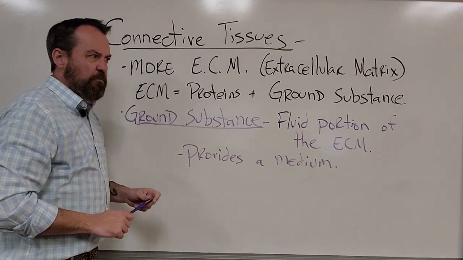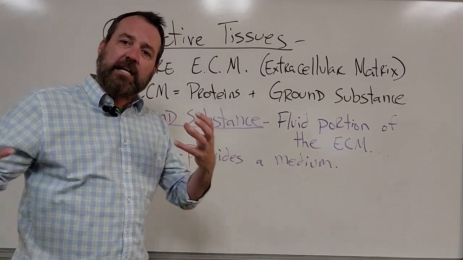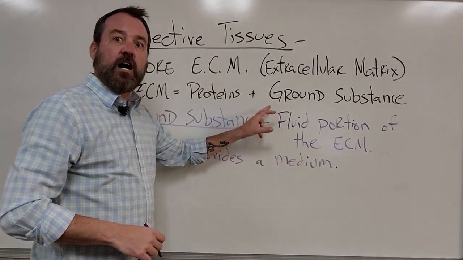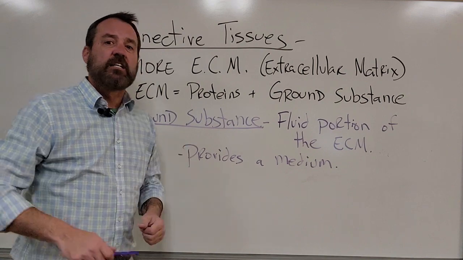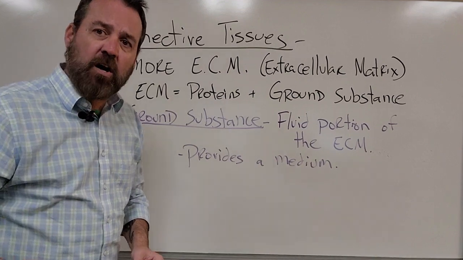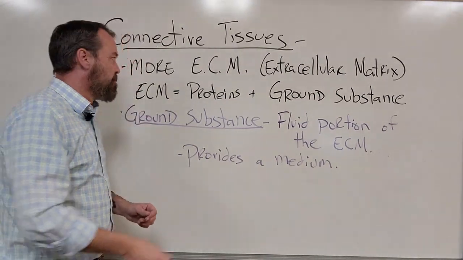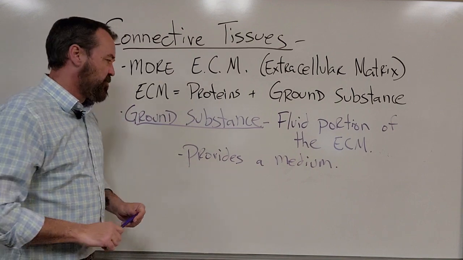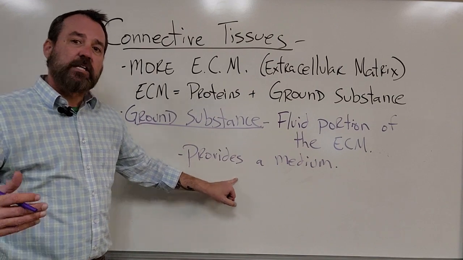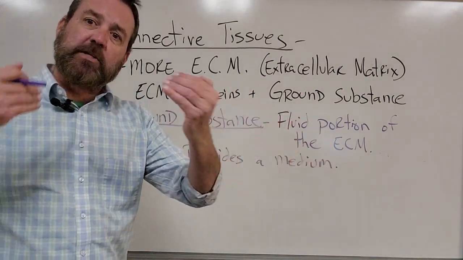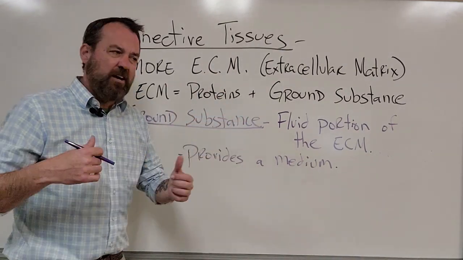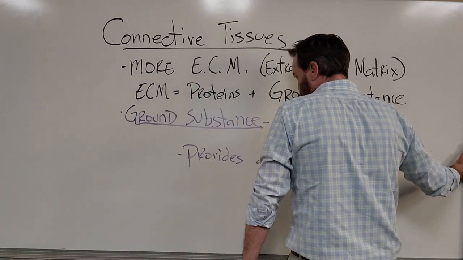When we look at the ECM, what we're really seeing is proteins. Our cells are making proteins and shipping them out in their vesicles, and they end up in that ECM. And we've got a ground substance. The ground substance is really just the fluid portion of my extracellular matrix. A lot like the cytosol was the fluid portion of my cytoplasm, my ground substance is the fluid portion of my extracellular matrix. And what it does for us, and that's important, is provide a medium. It allows these cells to transfer substances back and forth between each other through this ground substance, so they can make all the exchanges that they need to make.